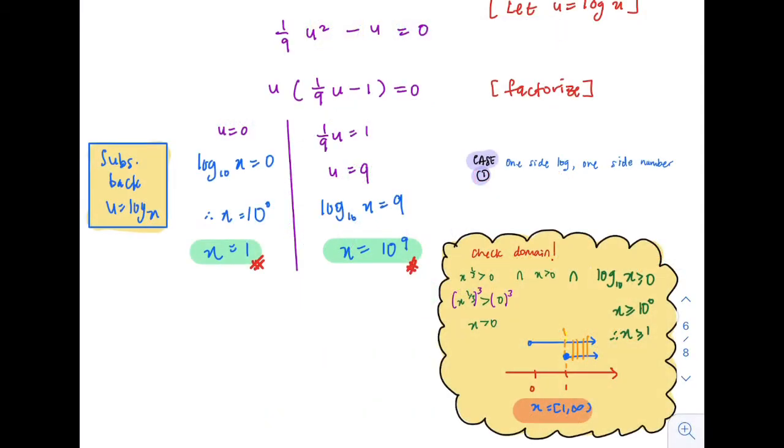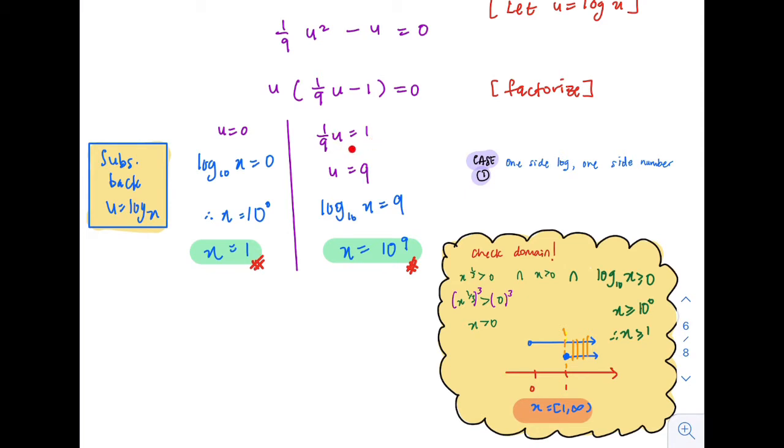Now let's solve one by one. The first one is u equal to 0. Another one, 1 over 9 u minus 1 is equal to 0. Now let's back substitute. u is log base 10 x equal to 0. This is again case 1, one side log, one side number, so let's change to exponential. 10 to the power of 0 is equal to x. Therefore, x is equal to 1. Let's leave this answer first. Do not conclude it yet. Let's solve another one.